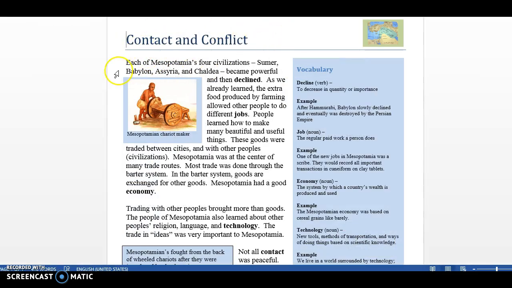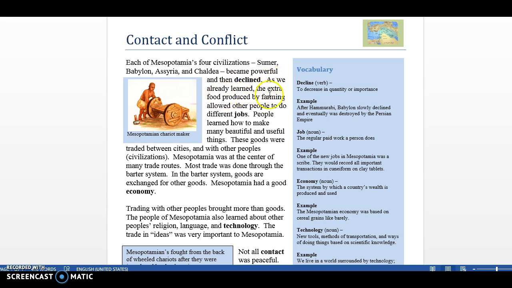Contact and conflict. Each of Mesopotamia's 4 civilizations, Sumer, Babylon, Assyria, and Chaldea, became powerful and then declined. Decline is a verb, to decrease in quantity or importance. For example, after Hammurabi, Babylon slowly declined and eventually was destroyed by the Persian Empire. So decline means to go down or decrease.